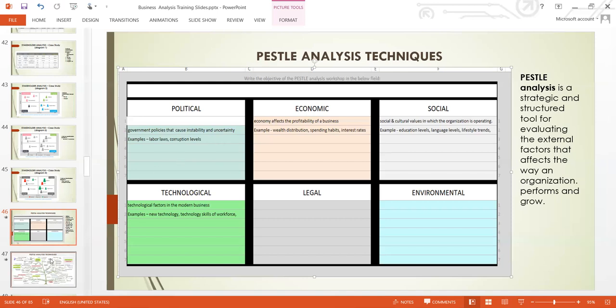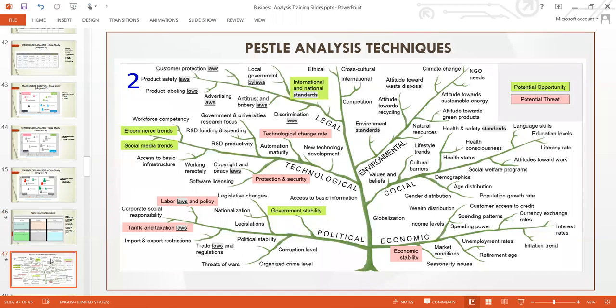So let's look at the analysis here. The PESTLE analysis tree here. Looking at it, you can see economic factor, political factor, these are branches. Social factor, environmental factor, technology, legal. Under economic factor, you can see market condition, unemployment rate, retirement age, inflation rate, currency exchange rate, spending pattern, customer access to credit. Then you're looking at political factors.